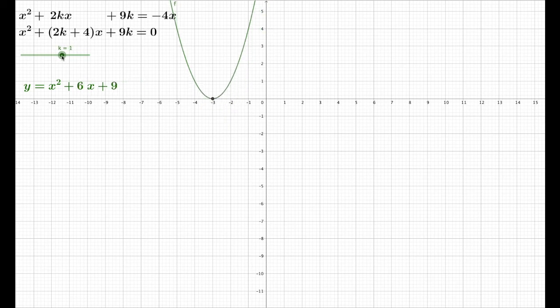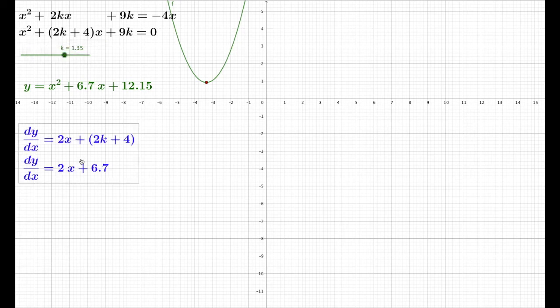So if the y value of the minimum is 0, we have one root, and below 0 we have two. So we're looking for the y value to be less than or equal to 0. Now, since we started talking about minimums, we are moving into differentiation. If we differentiate the general form of this with the k still in it, we get 2x plus 2k plus 4.